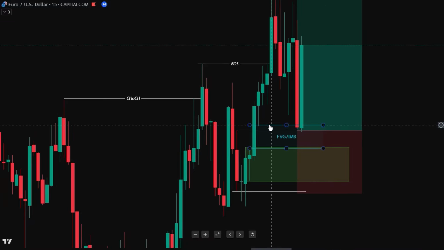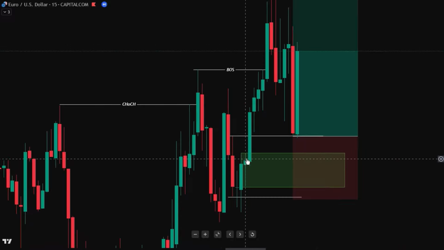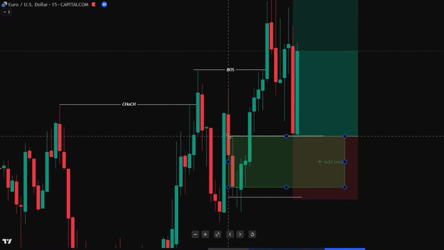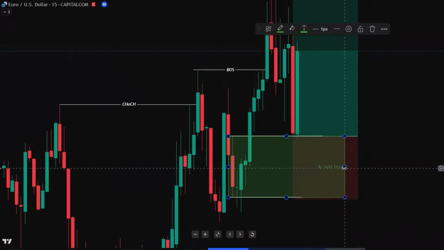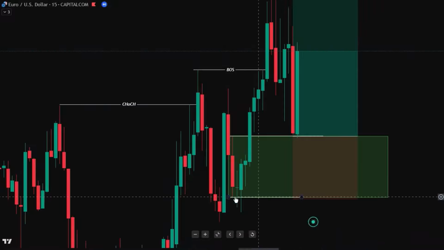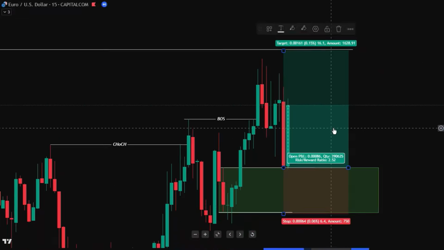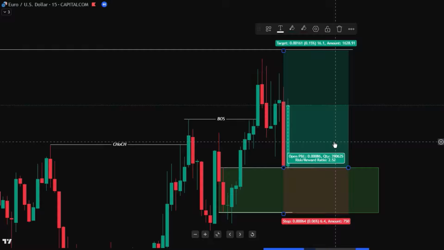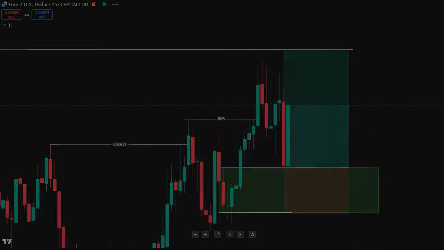So now let me remove this imbalance because the imbalance is already filled, and this demand zone will not work. Our demand zone is this one, and our stop loss is exactly this candle low. We're going to keep the stop loss very tight, and we're getting exactly 2.5:1 risk reward. Now let's play it out and see.